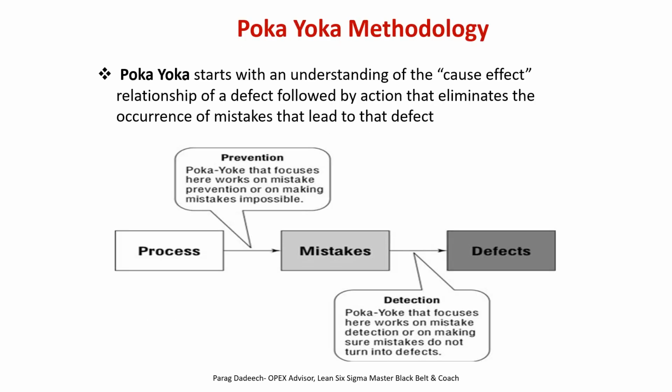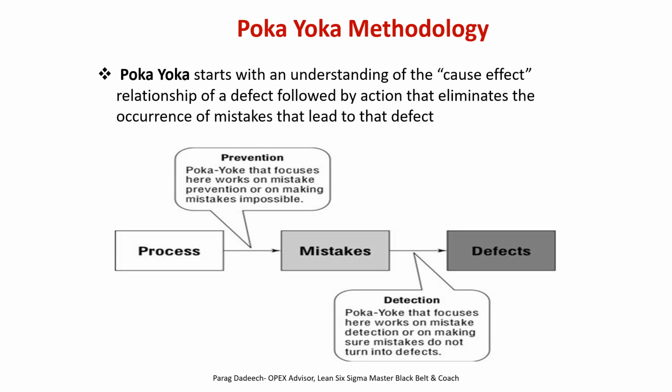The methodology of POKA YOKA. POKA YOKA starts with understanding the cause-effect relationship of a defect. So first, you must study your process thoroughly with your team and try to understand why defects are actually happening. After this, when you redesign your process, your best option is to redesign in such a way that you are focusing on the prevention part and making sure that mistakes do not happen.